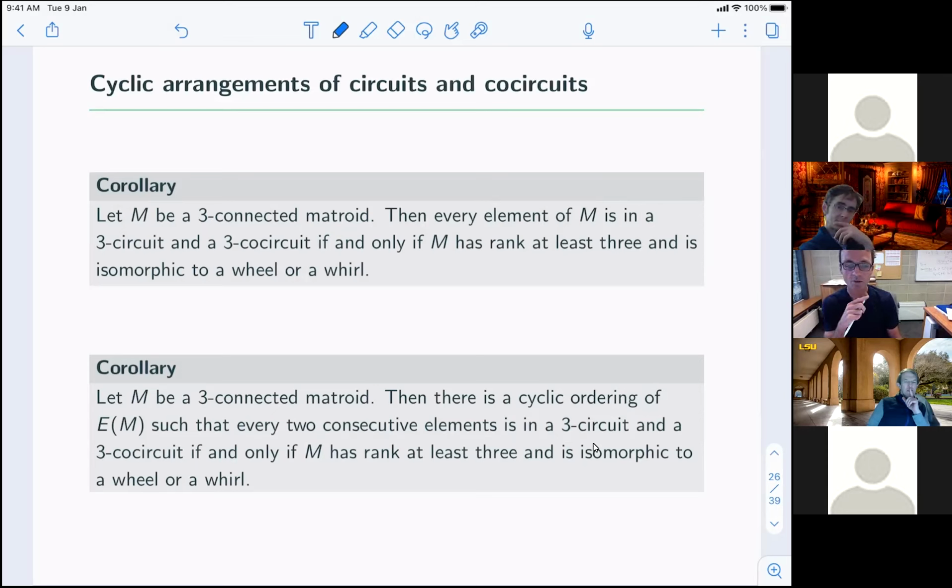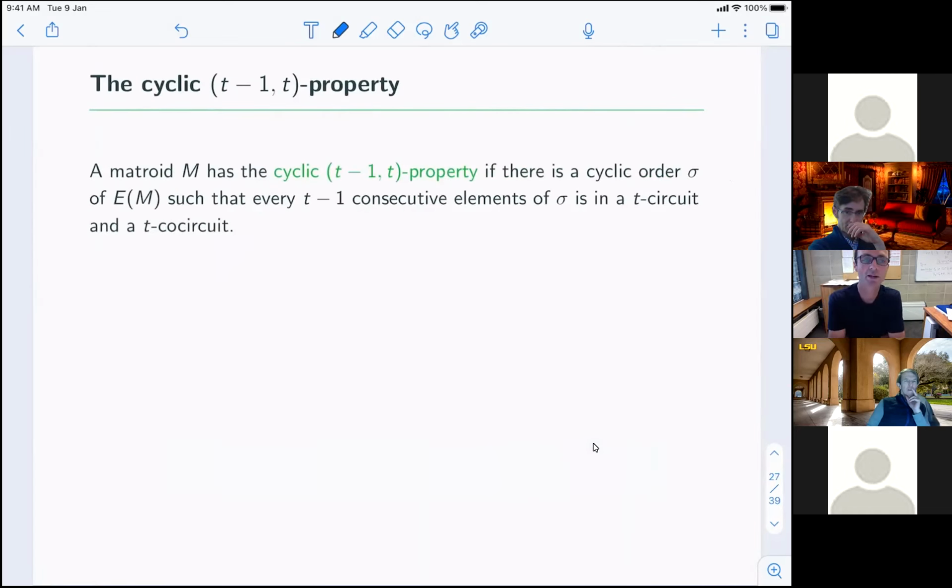All right. So what about this time? We consider matroids that have a cyclic ordering such that if I take t minus 1 consecutive elements, those t minus 1 elements are in both a T circuit and a T co-circuit. So I'm interested in matroids with this property. A matroid M has the cyclic t minus 1, t property if there's a cyclic order of the ground set such that every t minus 1 consecutive elements of the ordering is in a T circuit and a T co-circuit.